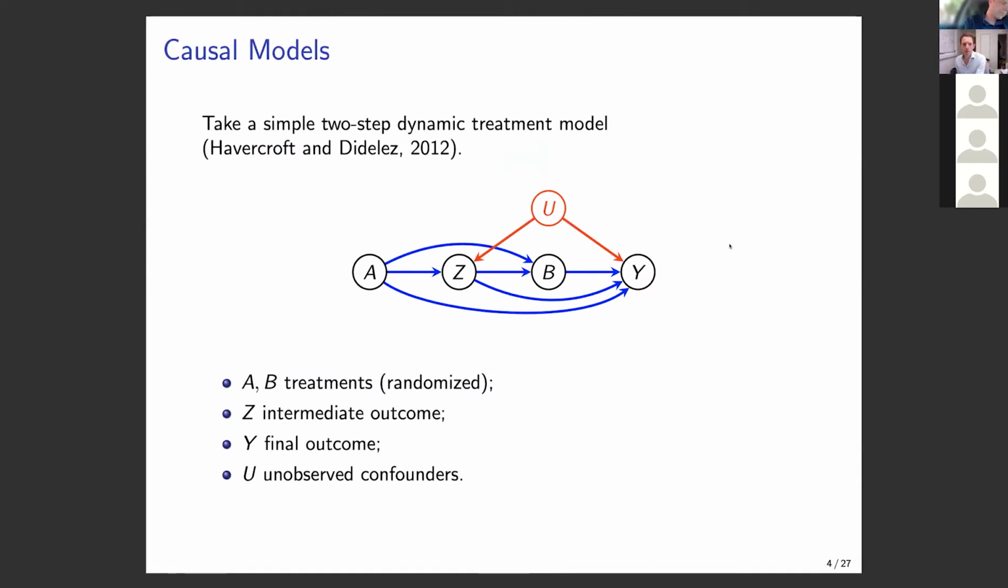So what's the problem? This is a pretty simple causal model. It's a two-step dynamic treatment model. And the idea here is that at time one, patients are, say, randomly assigned a treatment, which we're going to call capital A. And then we observe from them some sort of intermediate outcome, Z, which is presumed to depend upon the treatment they're given. And then on the basis of both the first treatment and this intermediate outcome, they are then given a second dose, B, which is now dependent on those two factors, but other than that is randomized.